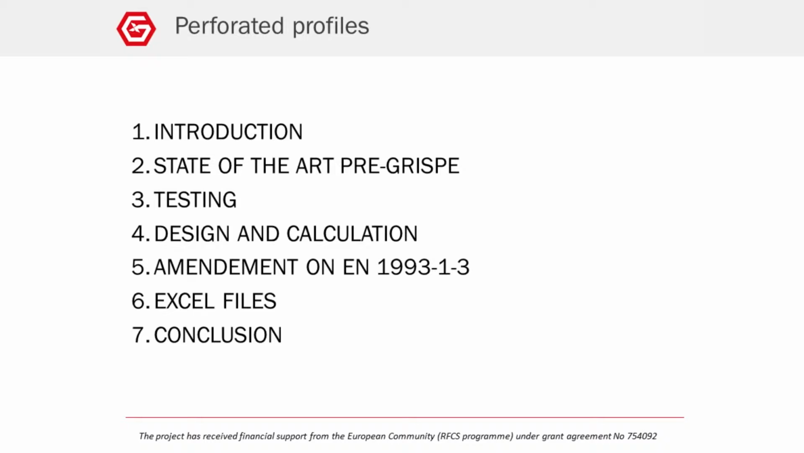Then, I am going to explain the methodology to calculate the effective section and the moment resistances of a profile with perforations arranged in squares. This methodology is proposed as an amendment on Eurocode 3 Part 1-3. Lastly, I am going to introduce the Excel files which were implemented to calculate span moment resistance and support reaction and moment reaction interaction at internal support for a profile with perforations arranged in squares in the web and a profile with perforations arranged in squares in the flange.